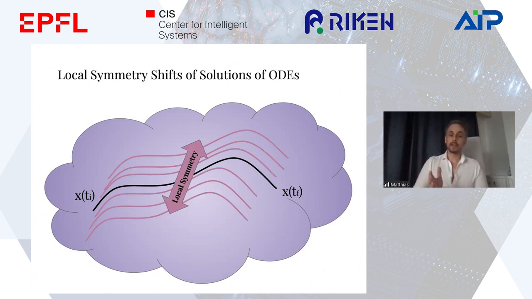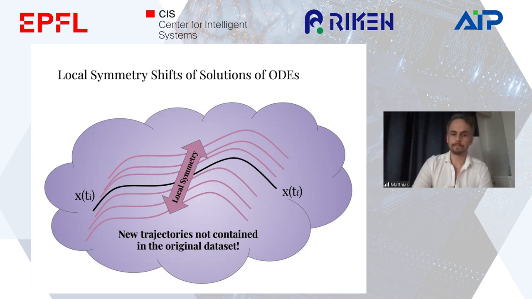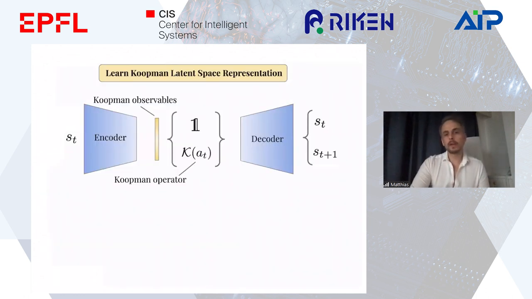You can just imagine that it shifts the trajectory locally to a nearby trajectory with a different initial condition. All of these trajectories are still governed by the same dynamics of the system, which we, of course, don't know in general, so we have to learn it. Those trajectories are not contained in the original data set, and the idea is that providing more data to the algorithm during training will enhance the performance.